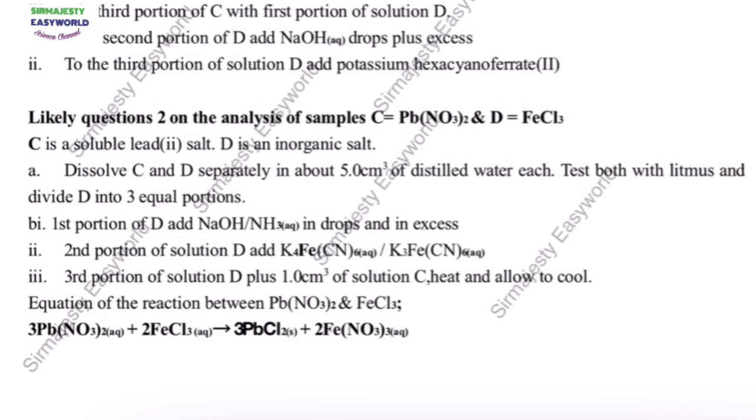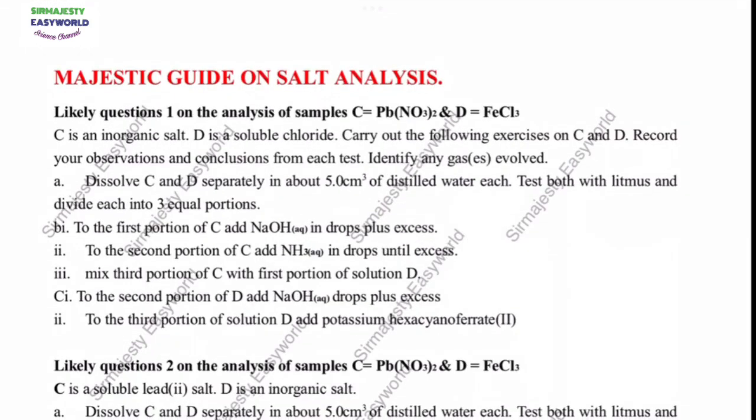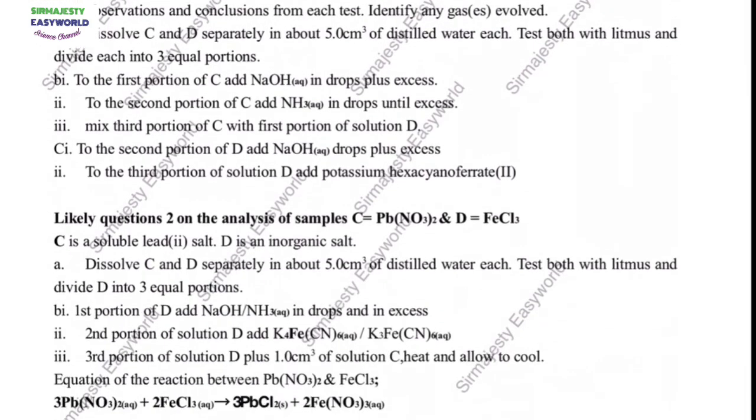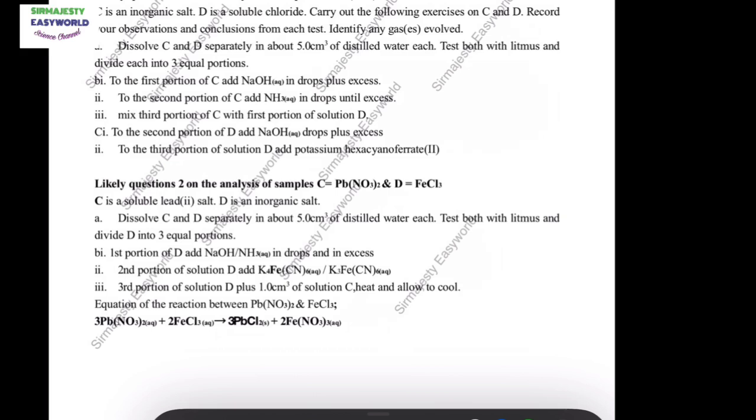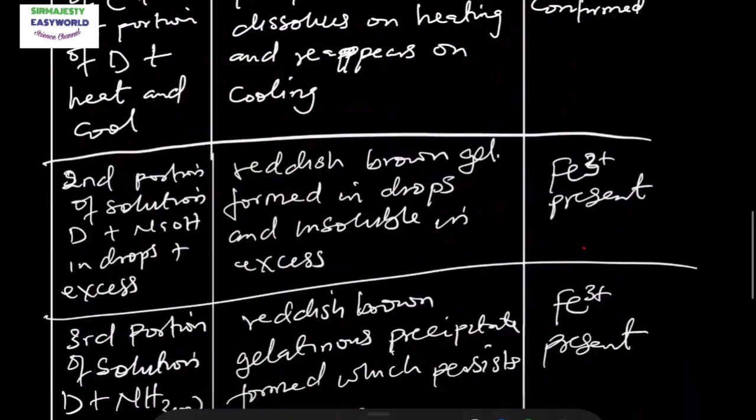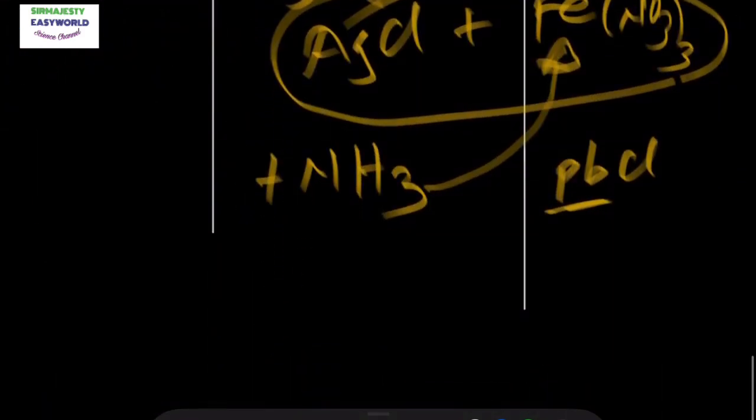What will happen here? The only variation here is that the other one we were using chloride ion to confirm lead in likely question 1. But in likely question 2, in question BIII, we are now using lead to confirm chloride ion. Do you get that now? So if in your report in third portion, that's likely question 2 BIII, what we are going to observe there is that there will be still white powdery precipitate which dissolves on heating and reappears on cooling. But using silver nitrate and aqueous ammonia to confirm chloride ion here is going to be very difficult. It's going to have confusing results.